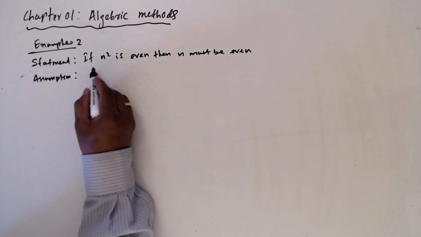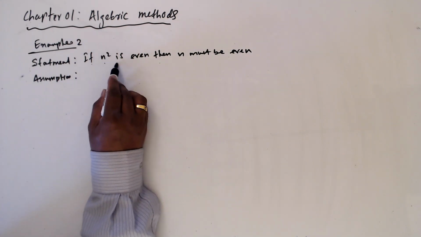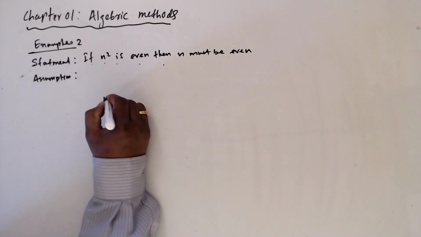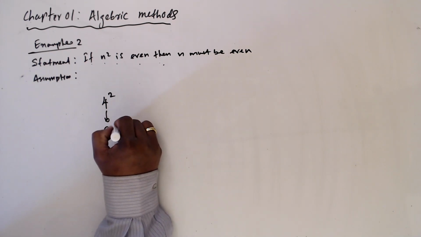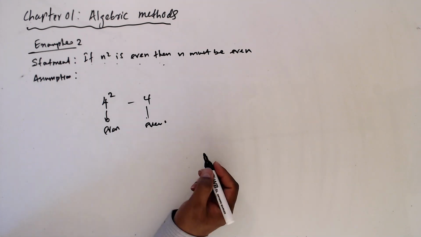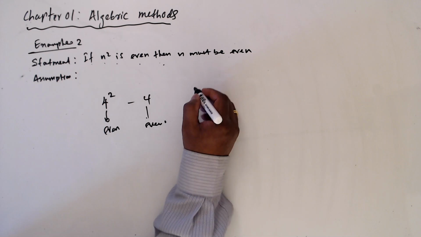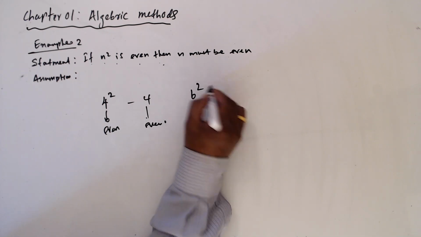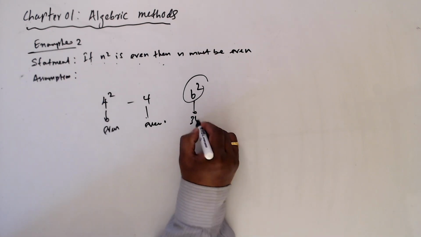First of all, let's discuss the idea behind it. If n square is even, then n must be even. For example, 4 square: do you think this is even or odd? Even. Then 4 is even, which is true. If 6 square, is this an even number? Yeah, 36 is even.